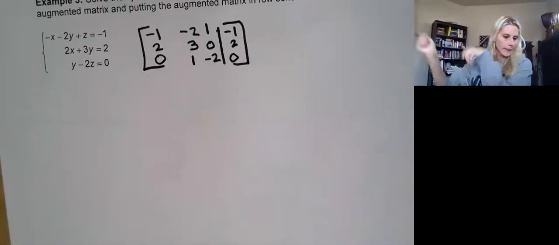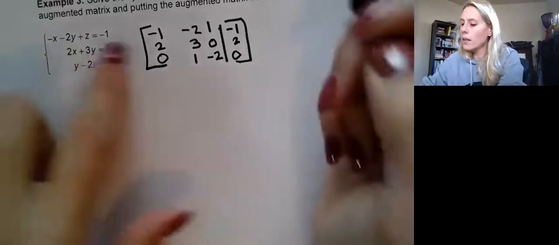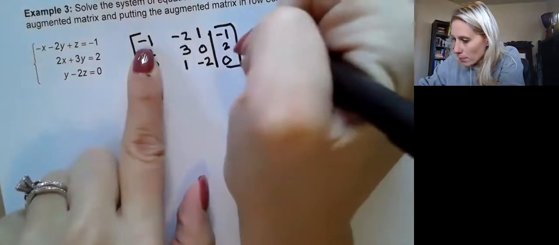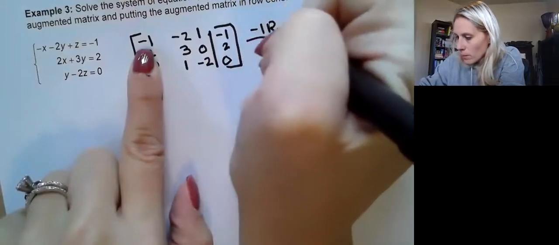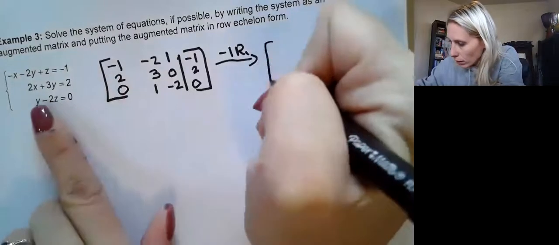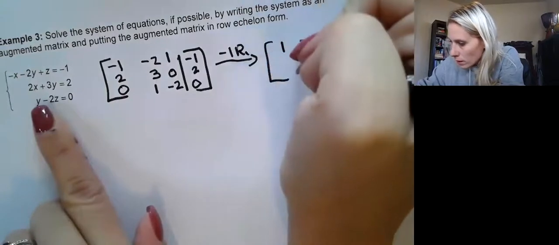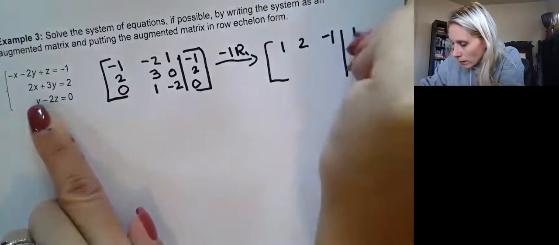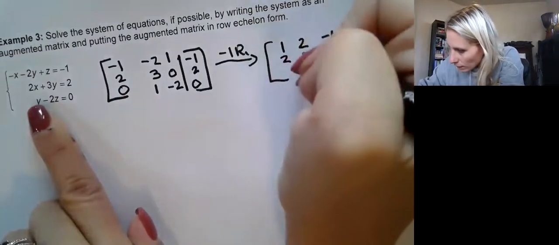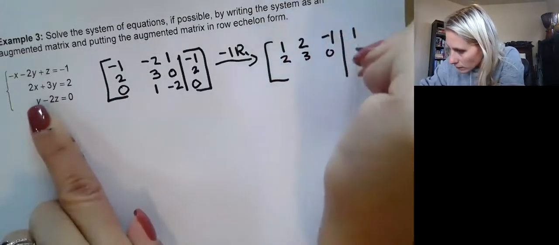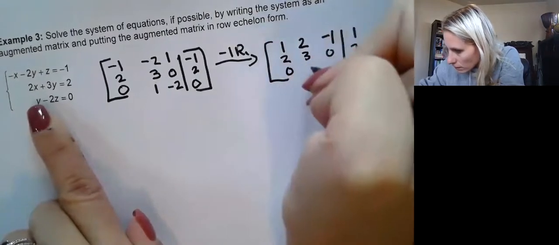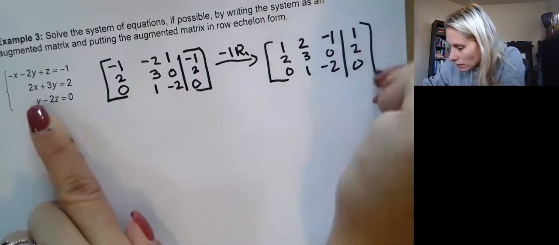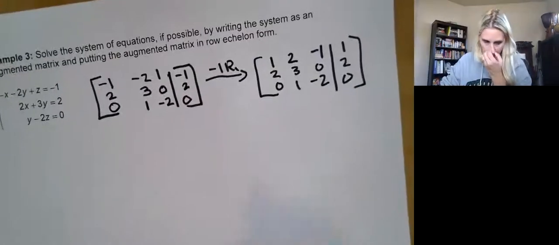All right, next thing. Well, if I need x to be 1 here, what am I going to do with it? I'm going to multiply it by -1. So I'm going to multiply row 1 by -1. So I get 1, 2, -1, 1. Fill in the rest. All right, perfect. Now what?